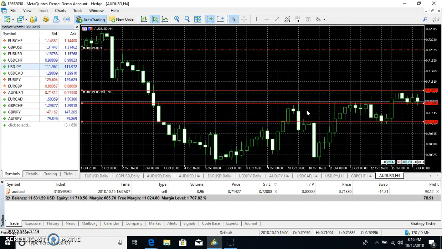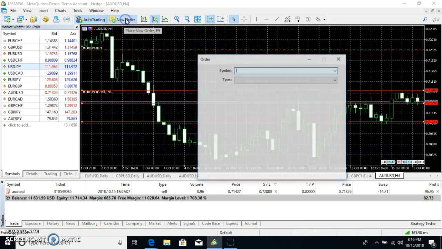Pips means points in the stock market; it's called pips in the currency market. This is the Forex currency market. And let me look at an order so we can just see how it looks.